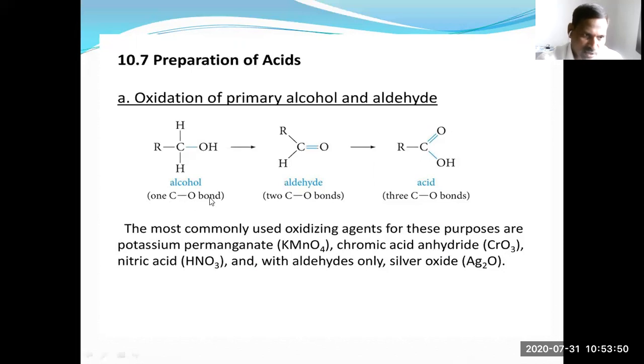Here one CO bond is present, two CO bonds, three CO bonds: one double bond and one single bond, so a total of 3 CO bonds are present. The most commonly used oxidizing agents for this purpose are potassium permanganate, KMnO4, chromic acid, CrO3, nitric acid, HNO3.